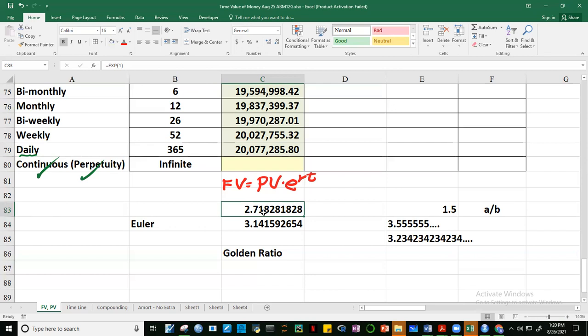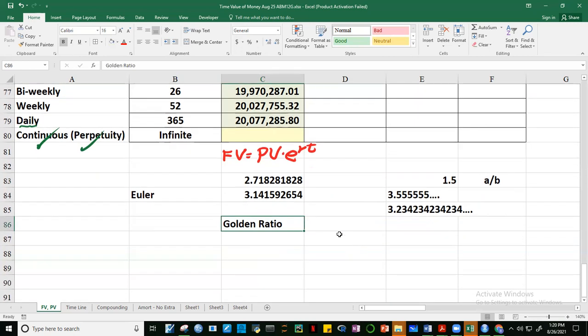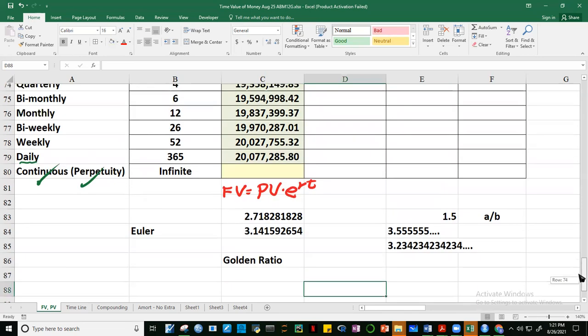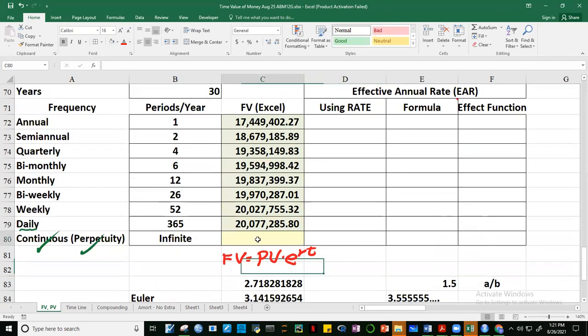So Euler, guys, that's a very important number. It has many uses. In fact, it is already being used. I don't know if you've heard of the golden ratio. If not, guys, look it up on YouTube. Very interesting, this golden ratio, because it occurs in nature in many forms. It also uses e, and pi too. Okay, so we can now compute for the future value if the compounding is continuous.